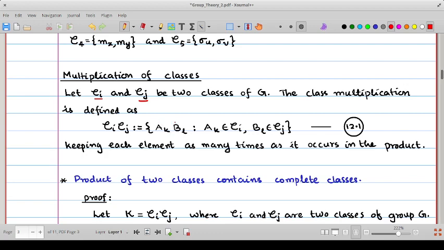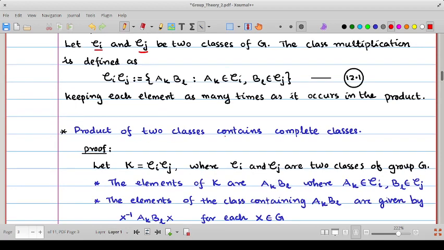That means if AK times BL is equal to, say, some particular element dP, and the same element appears once more by the multiplication of some other, say, AK dash times BL dash, then within the set we will keep it twice. And if that particular element occurs n times as a product of a type given by this, then we keep it as many times as it appears. So that's how we define the multiplication or the product of two conjugacy classes.